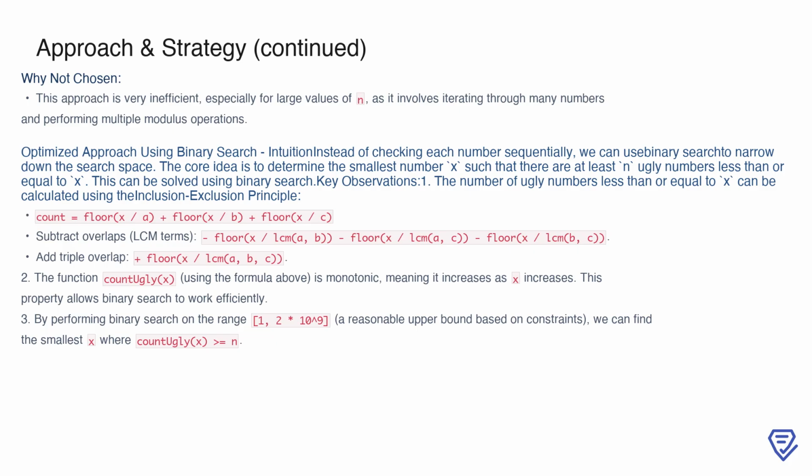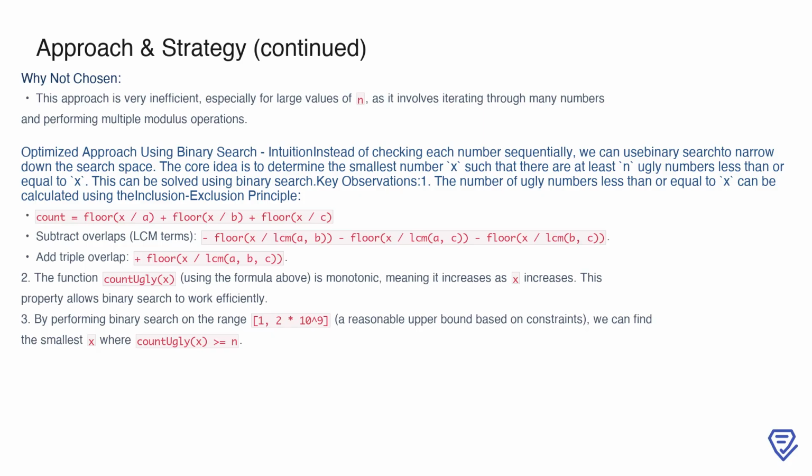To address this, we can instead use an optimized approach that leverages binary search. The key idea here is to avoid iterating through every number sequentially and instead focus on finding the smallest number x such that there are at least n ugly numbers less than or equal to x. This is where binary search becomes powerful.